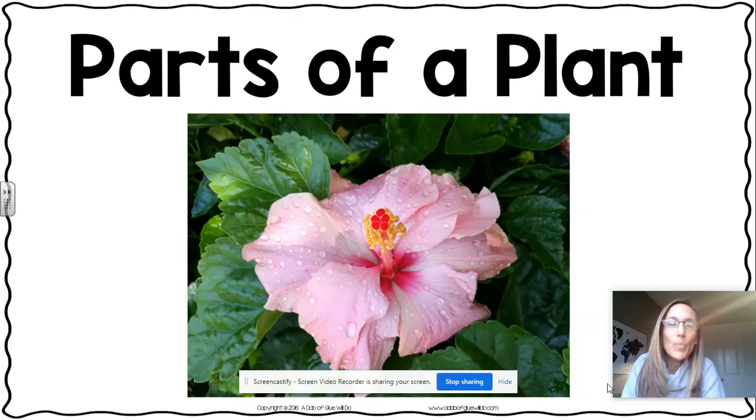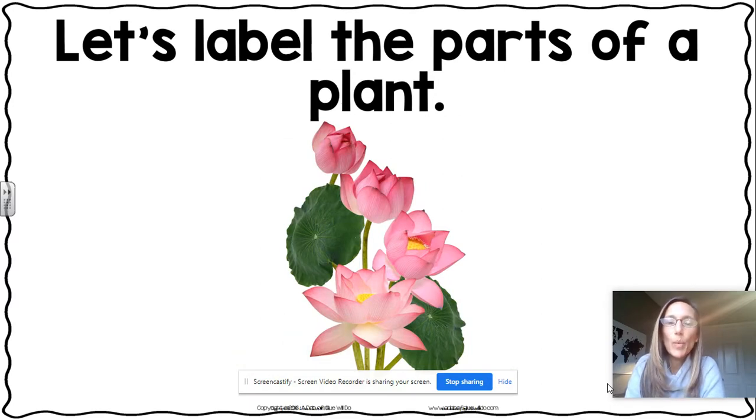Hi, boys and girls. I hope you've been enjoying science, learning all about the parts of a seed and what a plant needs. Today, we're going to learn about the parts of a plant. Let's label the parts of a plant.